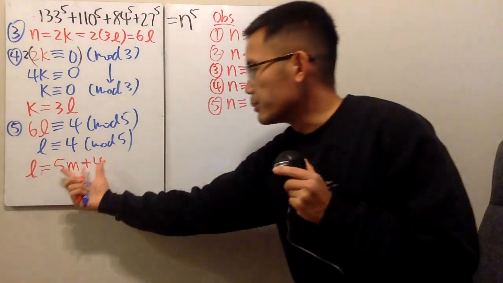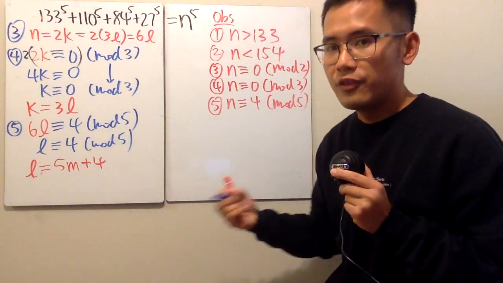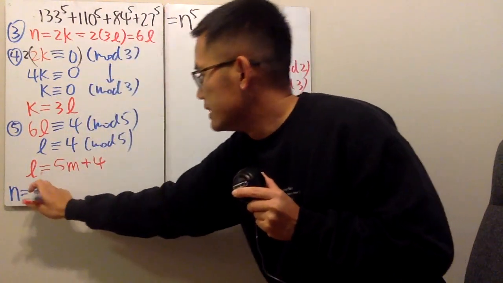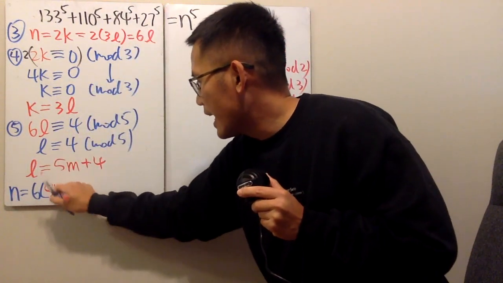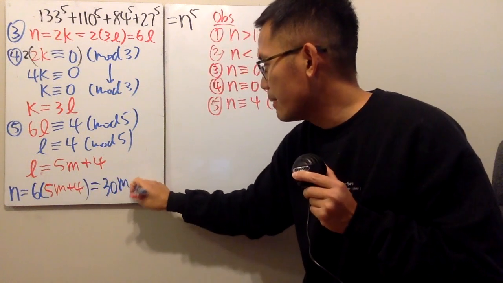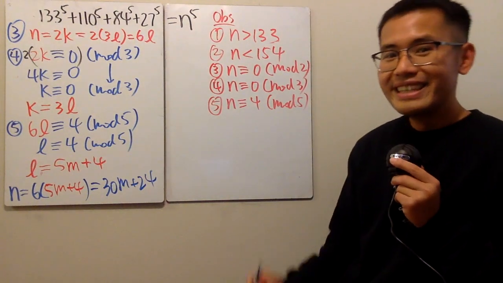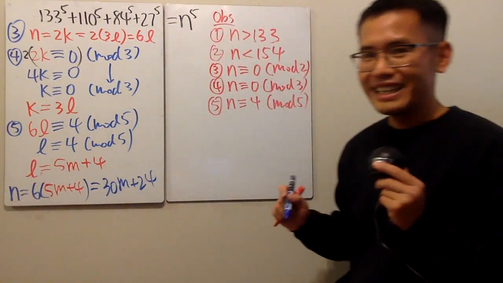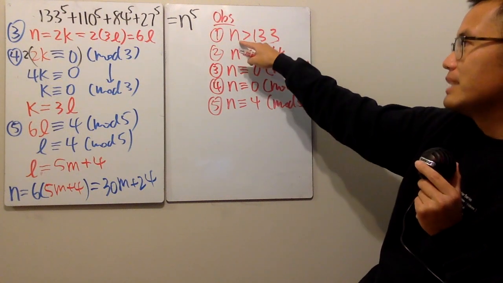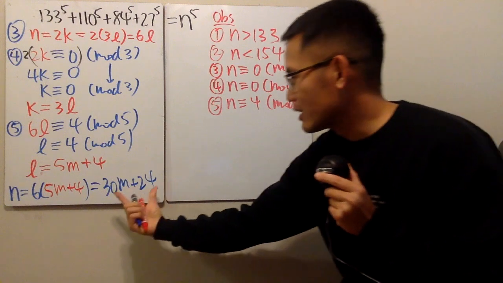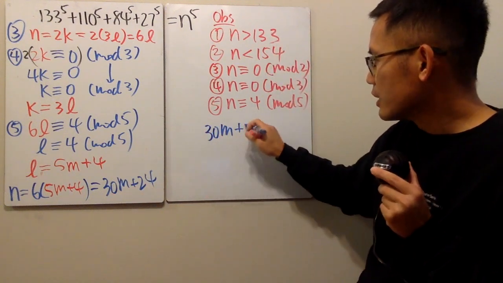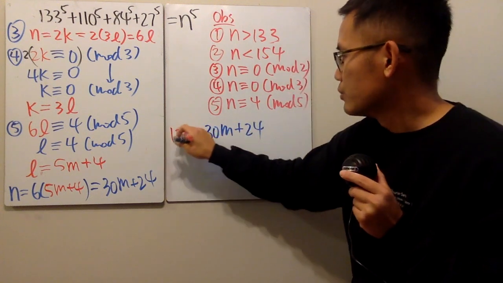And lastly, we just have to put this back to the L so we can figure out the form of n, right? So let me write down n is equal to 6 times L, which is 5m plus 4, and then multiply this out, which is 30m plus 24. So this is how n should look. And then we can refer back to 1 and 2. Well, we know n is in between this and that. So let's put this down in the middle. Namely, 30m plus 24, and then I'll put down 133 right here.